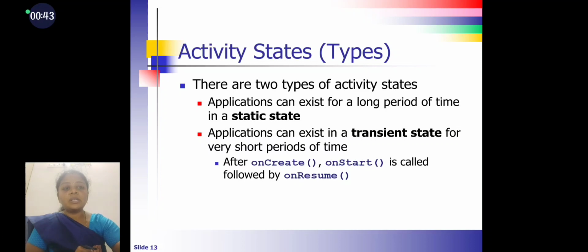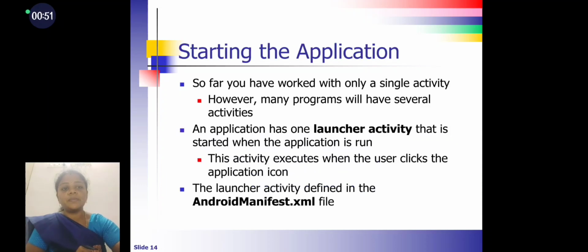So in the transient state, after onCreate and onStart, onResume is called. So this is an example of a transient state. So far we have been working with a single activity. However, many programs will have several activities.